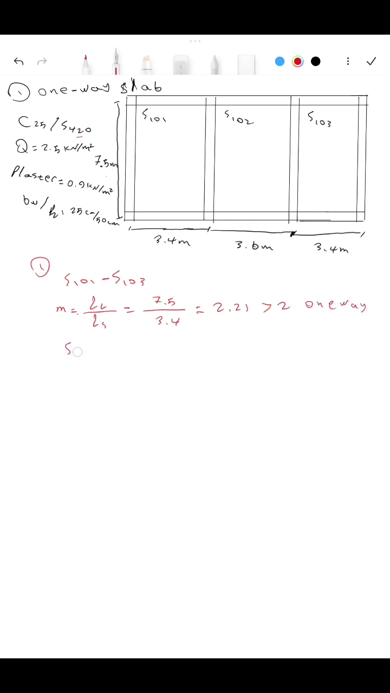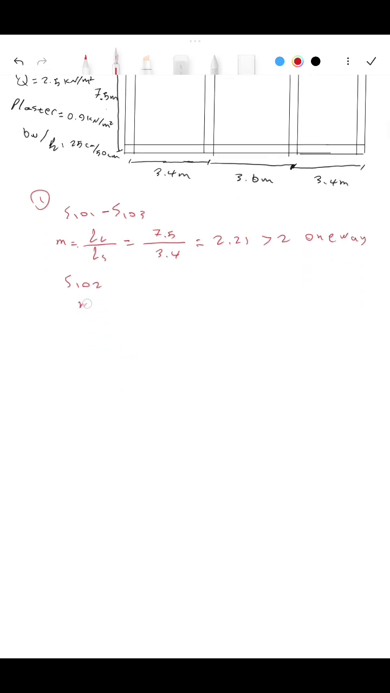The second one is S102. m equals LL over LS, and it equals 7.5 over 3.6. We need to calculate for each one of them. So this one will be 3.6 instead, it will be 2.08, let's say 2.1, and it's bigger than 2, so one way. Both of them are one way.